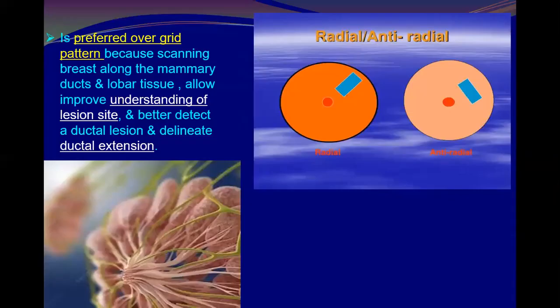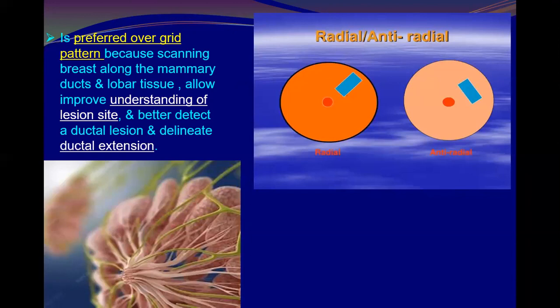Okay, let us see together. Radial and anti-radial is generally preferred over the grid or Minder technique because it scans along the mammary duct and lobar tissue. So it will allow understanding the lesion site and ductal extension and delineate the ductal system.